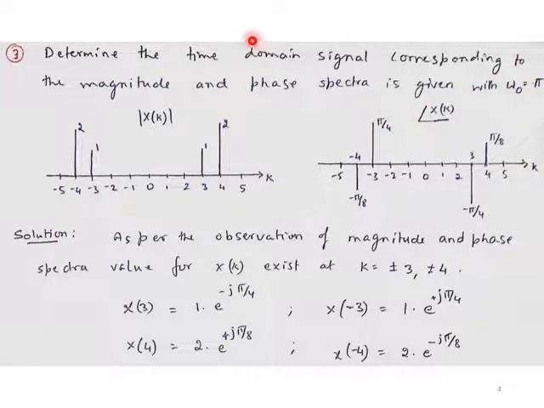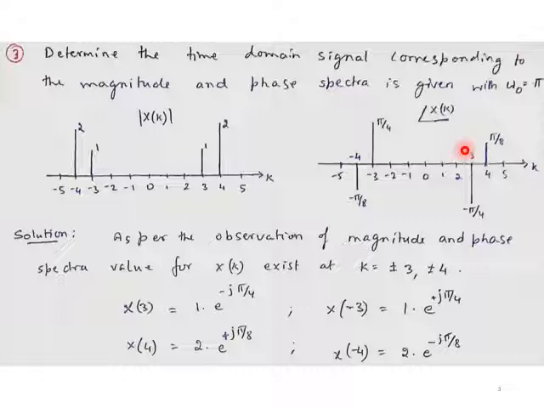So all the information is given: the time domain signal's corresponding magnitude spectra and phase spectra, along with omega naught equal to pi. So what do I need to calculate? The time domain signal, that is, I have to find x of t from the magnitude and phase spectra. So this is the reverse process of what we did in the previous problem.